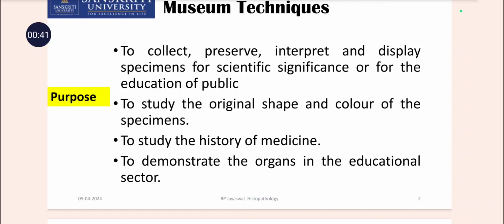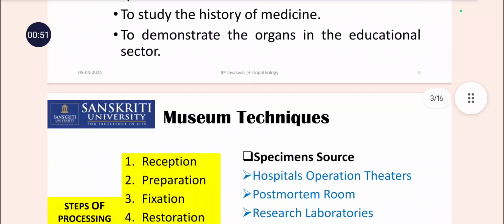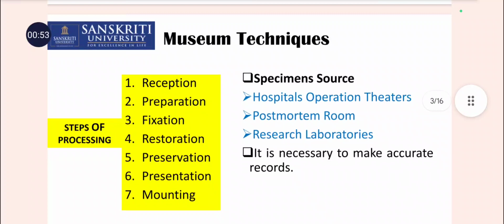The third purpose is to study the history of medicine. And the fourth purpose is to demonstrate the organs in the educational sector. Now, the specimen sources for museum techniques. The first source of a specimen we can get is the hospital operation theater. The second specimen source can be the post-mortem room. The third specimen source can be research laboratories.